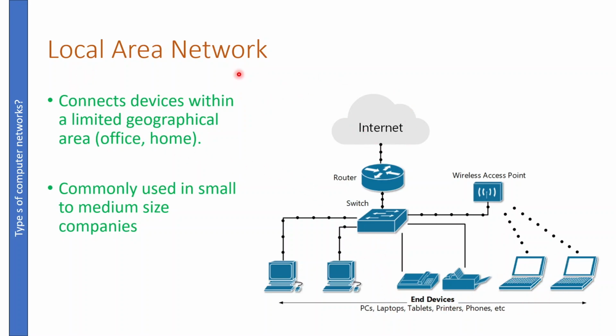So basically a local area network is a small location like a building or a few buildings, which is located in one location, right? It's not distributed. It connects devices within a limited geographical area like an office or home. Commonly used in small to medium sized companies. If you have a large company like Google, IBM, then you can move into a wide area network or metropolitan area network, right?